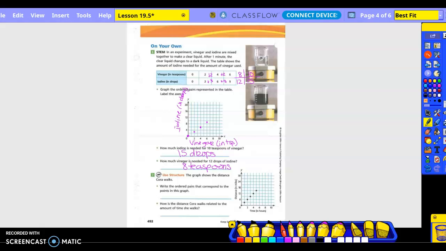Number 7, new structure. The graph shows the distance for a walk. Write the ordered pairs that correspond to the points on the graph. So they started at what, guys? 0, 0. Then they went to what? 1. What is that? 1, 4. 3, right? Okay. Then they went to what? 2, 6. Then they went over to what? 3, 9. Okay, then they went to what? Four.